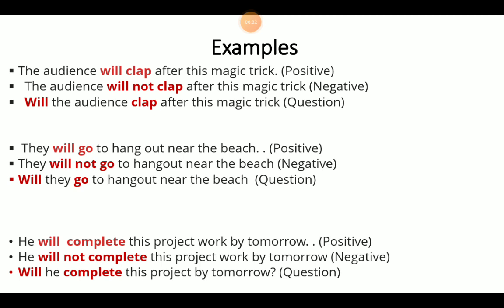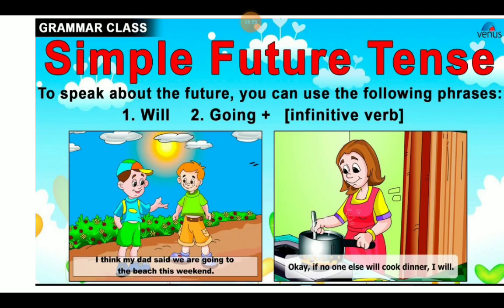So a yes or no question will be, will the audience clap after this magic trick? I have not given the WH question here, so you should write it on your own. Try your best. And for other examples also, you should write the WH question pattern, right? Then this thing is very important in spoken context. For planned future action, instead of will or shall, we can use going to.